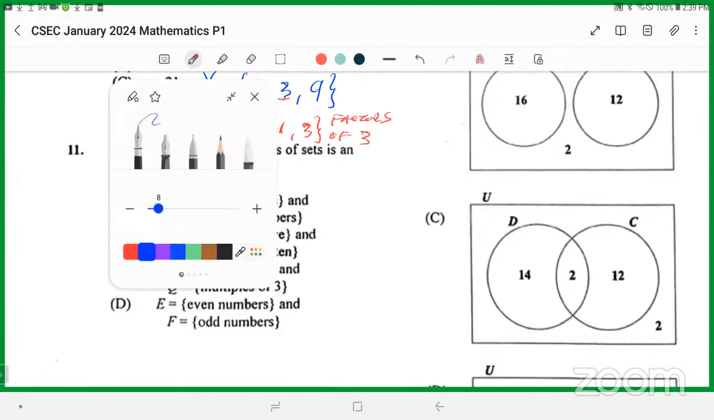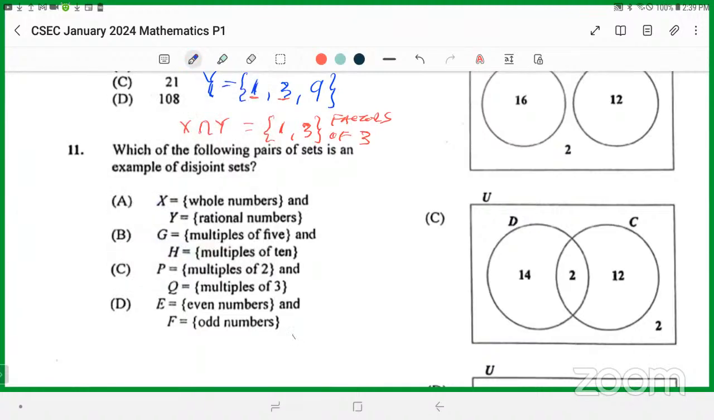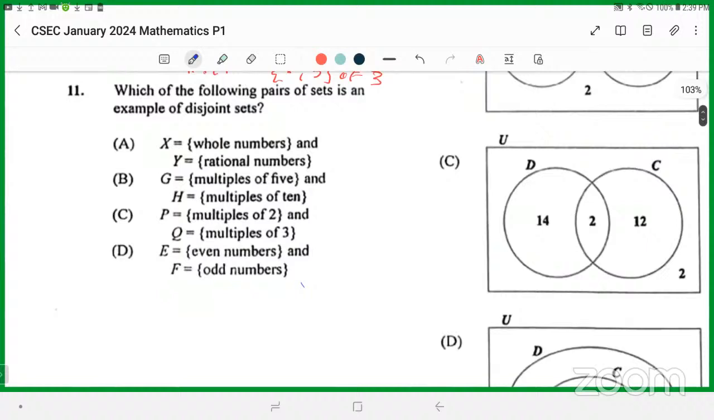All right, next question says, which of the following pairs is an example of disjoint sets? Disjoint sets are sets that don't have any intersection. For example, the set of even numbers and the set of odd numbers. If you flip a coin and get a head or a tail, they appear like this in a Venn diagram, two separate sets. No intersection, disjoint. We call them mutually exclusive as well.